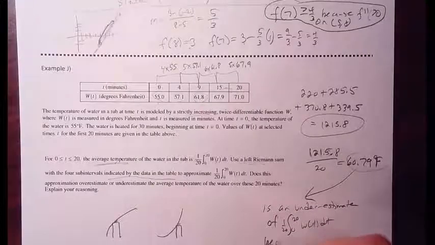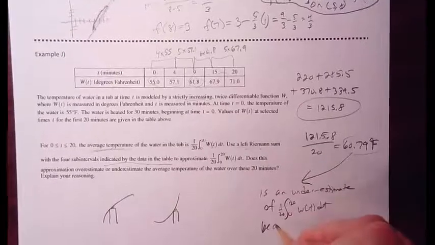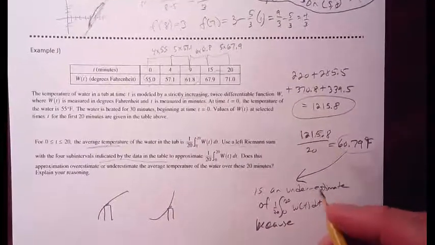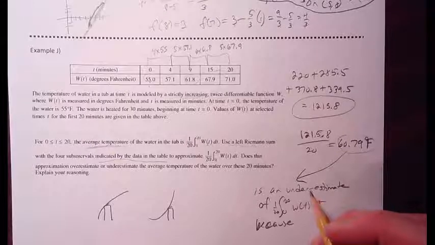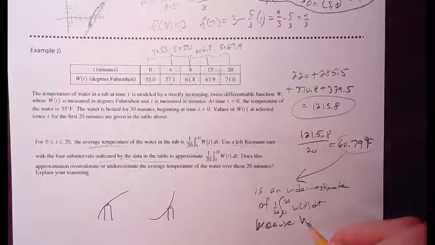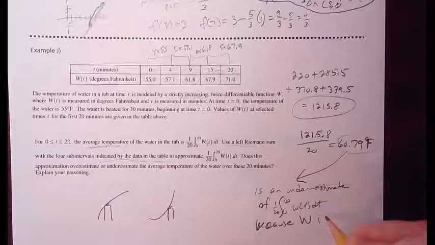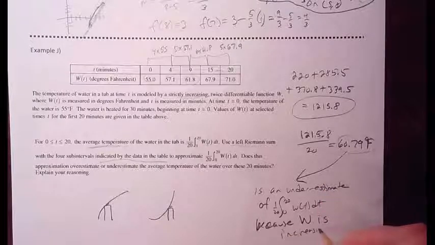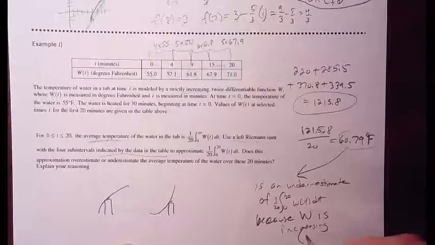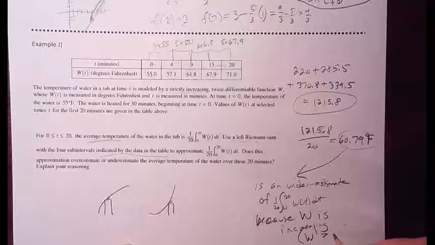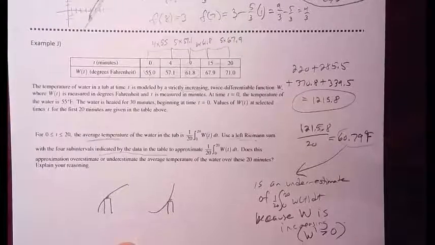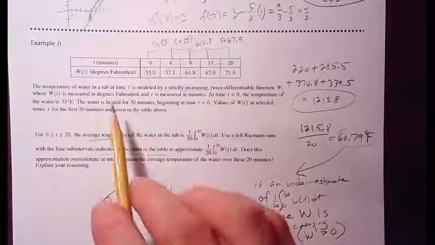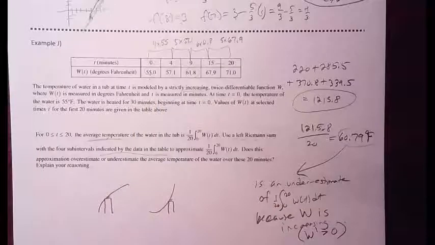of this because W is increasing. Or you could alternately say because W prime is greater than 0. Since they use the phrase W is increasing in their setup, I just threw it back at them. But that's the gist.